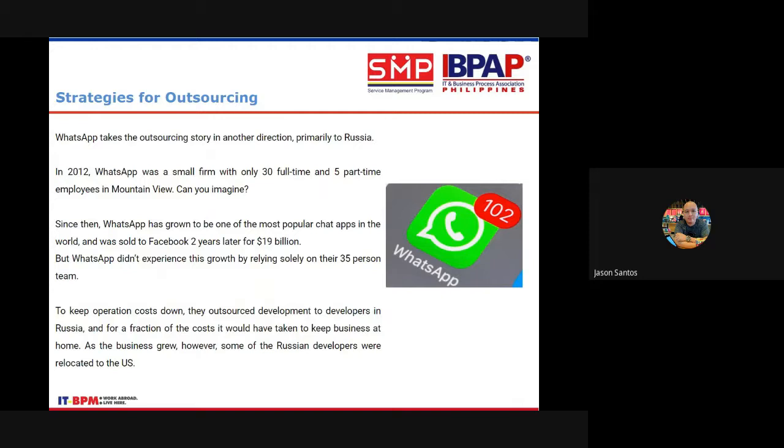Okay, but WhatsApp didn't experience this growth relying solely on their team of 35. So this is where outsourcing plays an important role. They have 35 people in their core team, but they outsourced the development to developers in Russia, for a fraction of the cost it would have taken to keep the business at home. So imagine if they had developed the entire application in the US, it would have cost more. That's why they brought it to Russia, because the cost to develop it there was fairly cheaper.